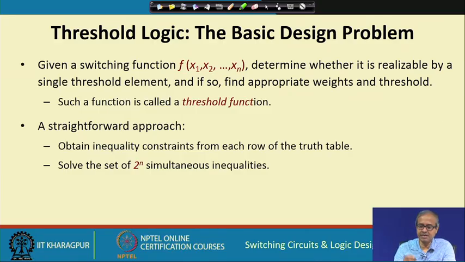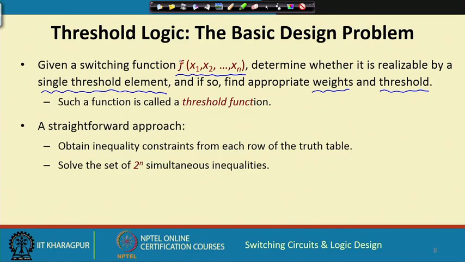So, the basic design problem in threshold gate is, given any arbitrary switching function, let us say of n variables, the main question we want to answer is to determine whether it can be realized by a single threshold gate, by a single threshold element, and if it is possible, what should be the weights, what should be the threshold value. So, the design problem of a threshold element or a threshold gate is to find out what will be the value of my weights, what will be the value of the threshold. Once we have done this, your synthesis problem is solved.